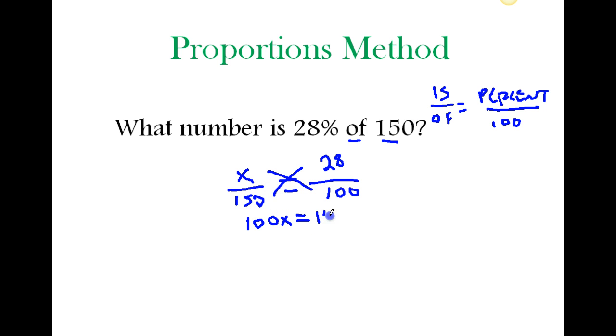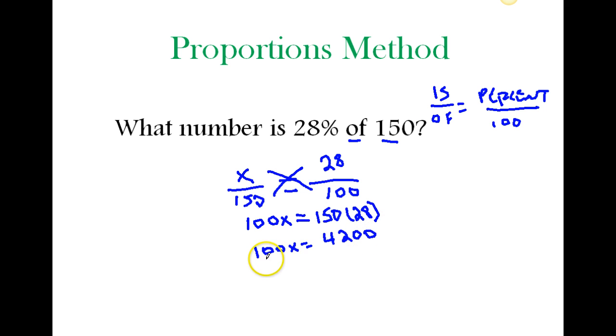150 times 28. And you're going to be able to use a calculator for these. 100x. 150 times 28 is going to be 4,200.